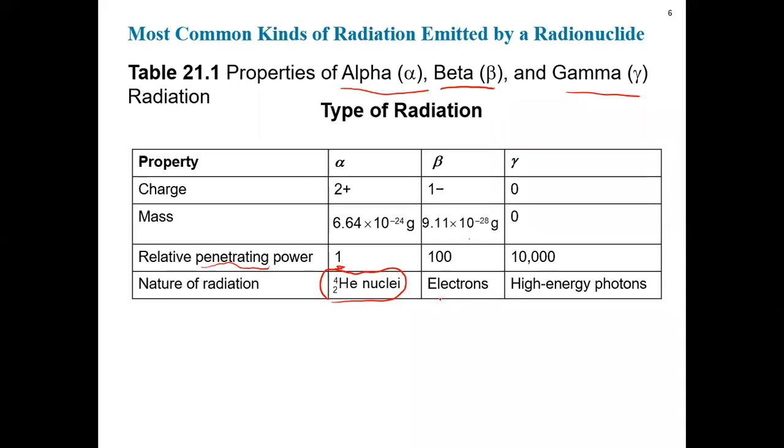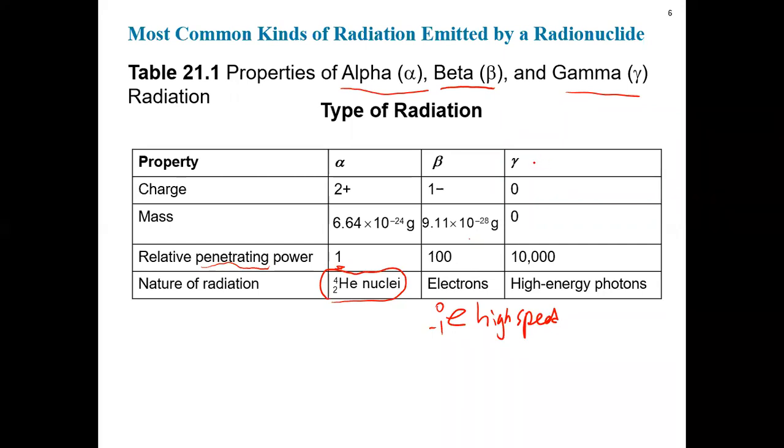So what is that? That's actually just an electron. The electron is usually written 0, -1. This is not just an electron, it should be like a high speed electron.